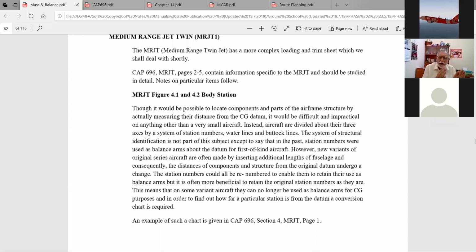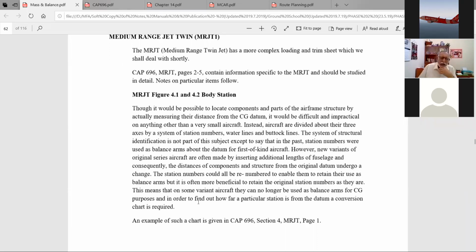And when you add an additional portion of the fuselage, you give a conversion factor for that particular portion. So as it says over here, the station numbers could all be renumbered to enable them to retain their use as balance arms, but it is often more beneficial to retain original station numbers as they are. This means that on some variant aircraft, they can no longer be used as balance arms for CG.